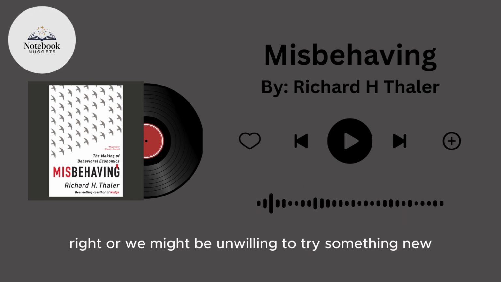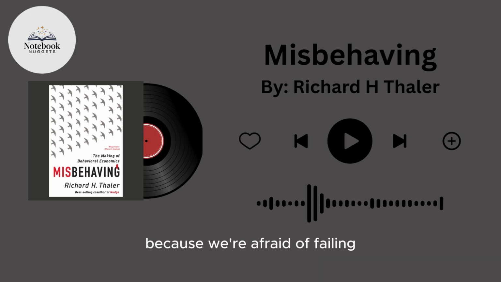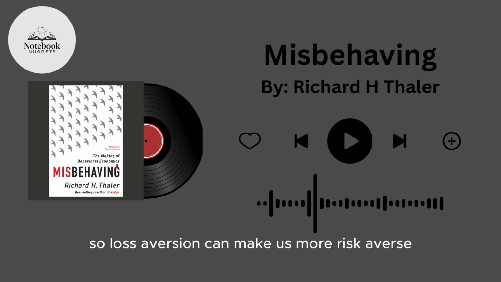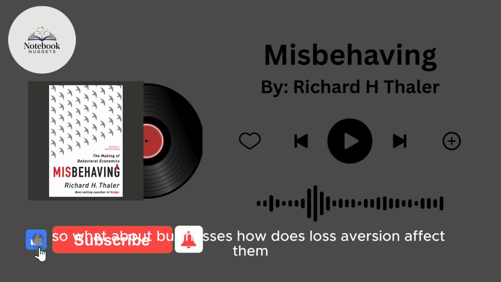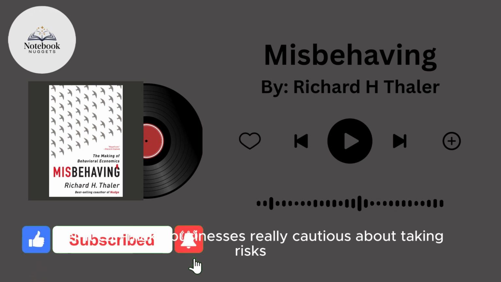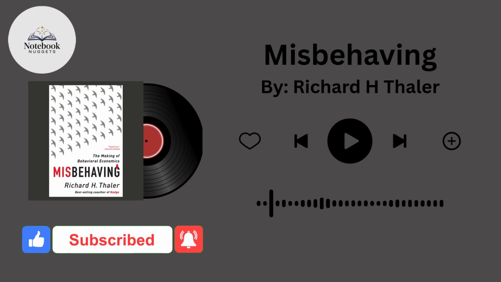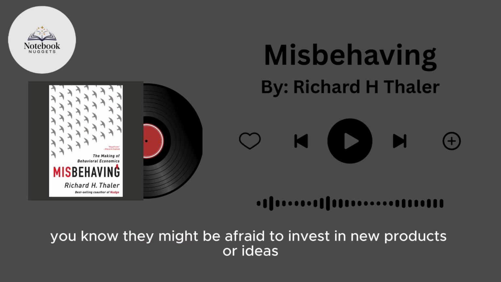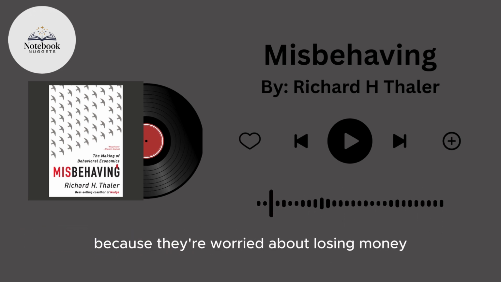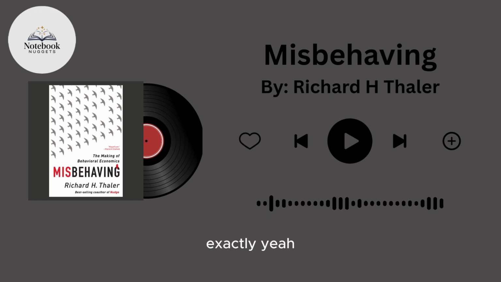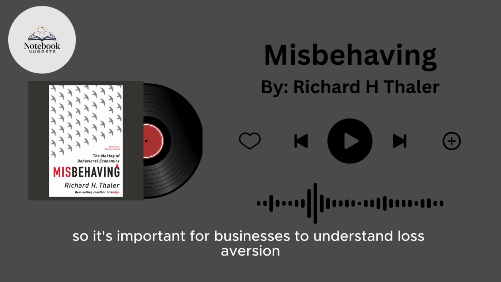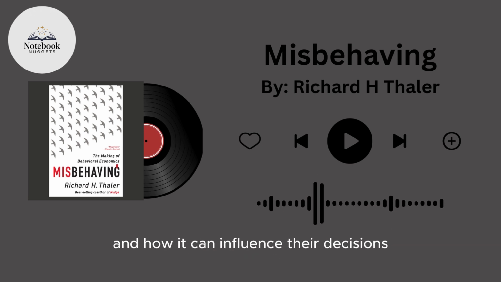Right. Or we might be unwilling to try something new because we're afraid of failing. Oh, I see. So loss aversion can make us more risk averse. Exactly. Okay, so what about businesses? How does loss aversion affect them? Well, it can make businesses really cautious about taking risks. They might be afraid to invest in new products or ideas because they're worried about losing money. It's like they're playing it safe. Right. But that can also mean that they miss out on opportunities. Yeah, they can miss out on something big. Exactly. So it's important for businesses to understand loss aversion and how it can influence their decisions.